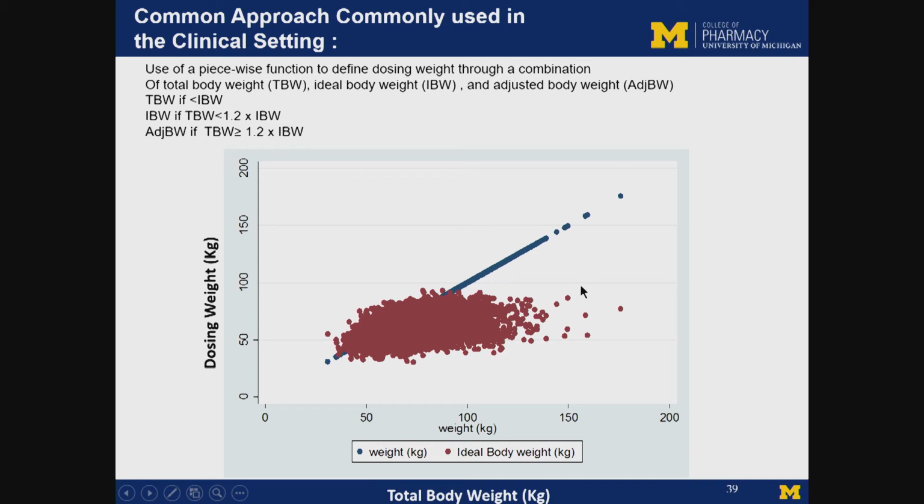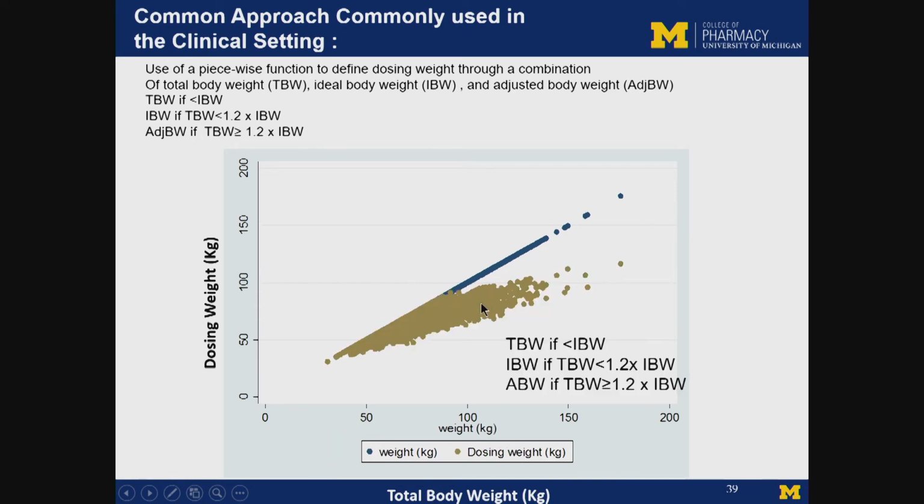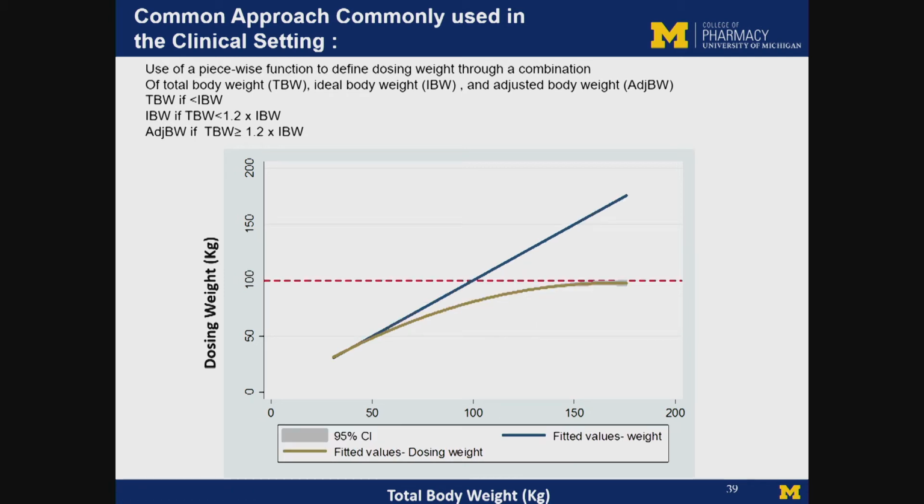If you were to use the height distribution, because again ideal body weight is based simply on height, you would get a distribution of weights computed in this manner. If you then used adjusted body weight, you would get another distribution of weight. And then if you used a combination based on this metric that's often used in the literature, you would get this distribution of dosing weights across a population. And then if you model that data, what you essentially show is that those distributions of weights give you a dosing weight function that's 3 times total body weight to the 0.72 power.